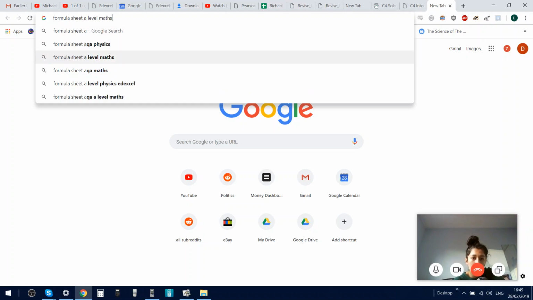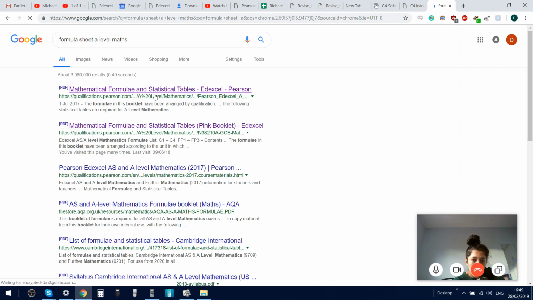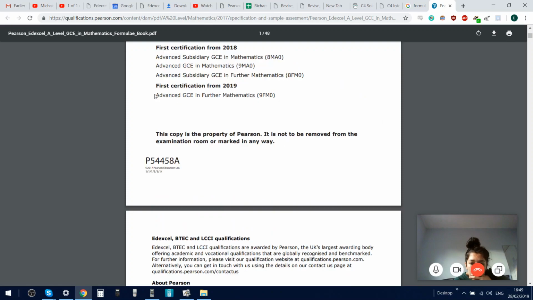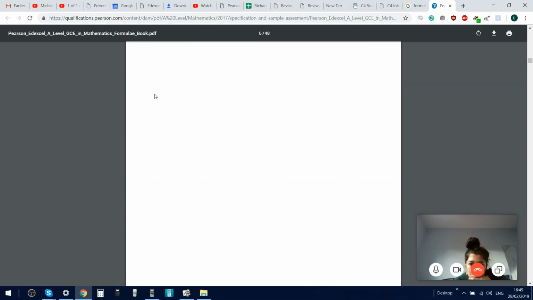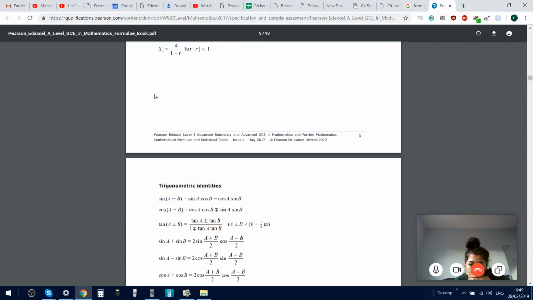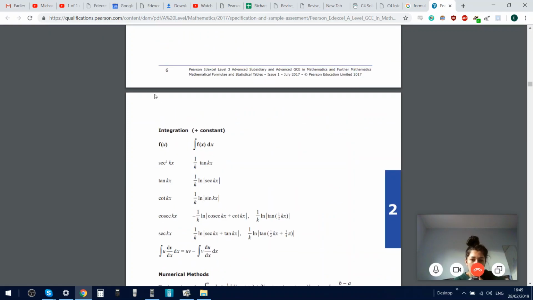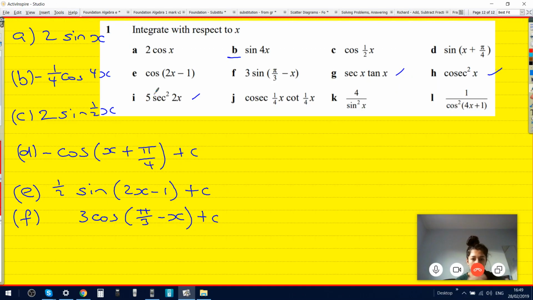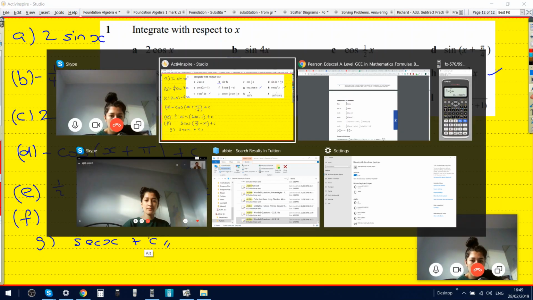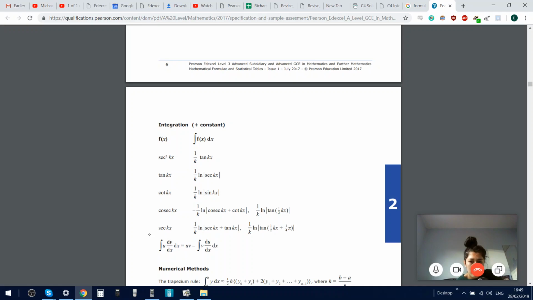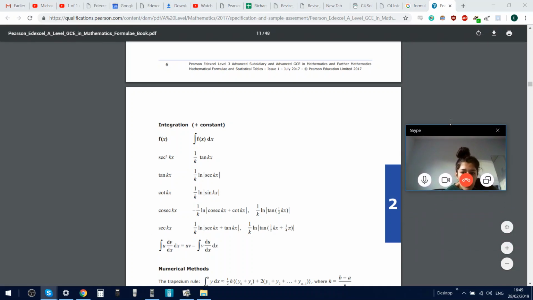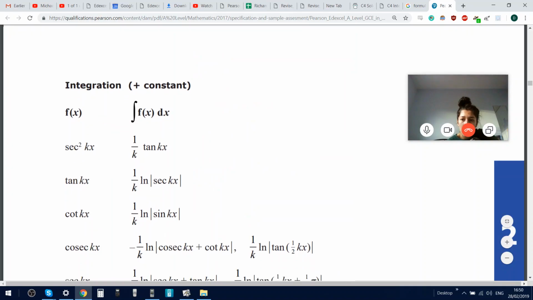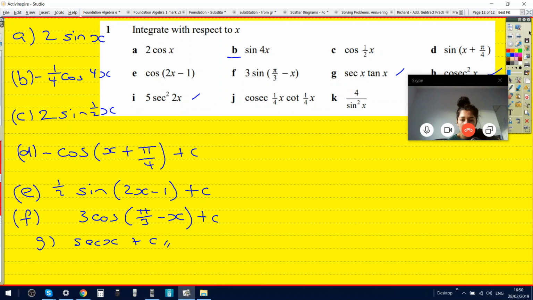Formula booklet. A level. Tells you what it differentiates to. Oh yeah, so sec x tan x goes to sec x. And so, answer for G? Sec x. So that's sec x plus C. It tells you like 4 of them. H, cosec. Oh god, it gives you loads. Oh yeah, hang on. That one.